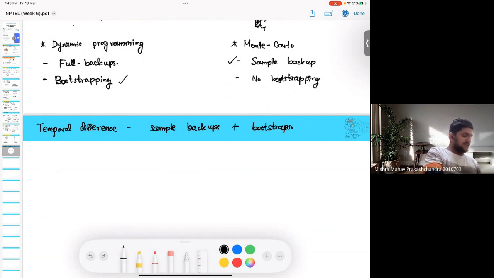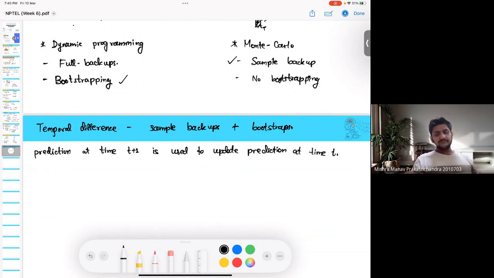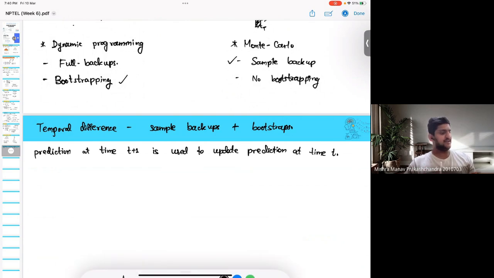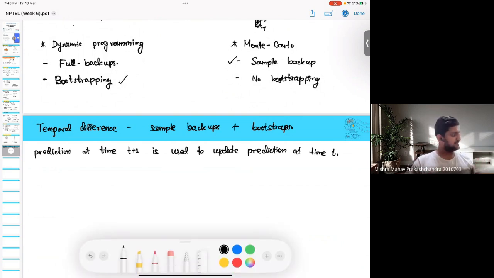So temporal difference is basically prediction at time t plus 1 is used to update prediction at time t. So I go one step ahead in time, take all the new information that I get, and use that to update the prediction that I had at time t. So this is the general idea behind the temporal difference method.